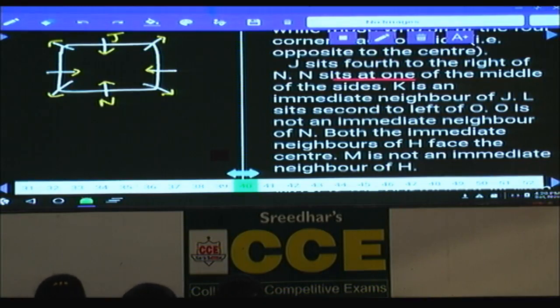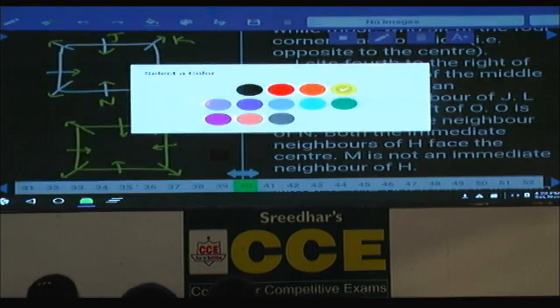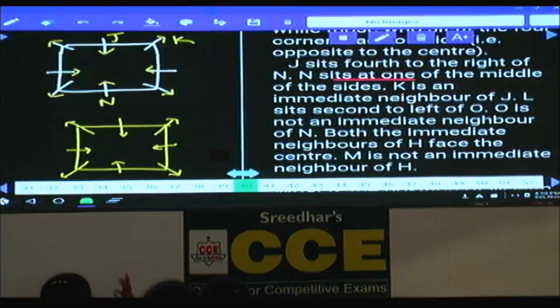K is an immediate neighbor of J. As K is an immediate neighbor of J, how many possibilities do we have? 2 possibilities: whether K is to the left hand side of J or to the right hand side. As there are 2 possibilities here, we are drawing the second possibility as well. Wherever there is an option for a second possibility, there itself we have to represent the second possibility simultaneously, because we cannot read the entire information a second time, isn't it? We have to read the information only once. According to that, we need to work this out. Then N is here and J is here and K is one of the immediate neighbors of J.